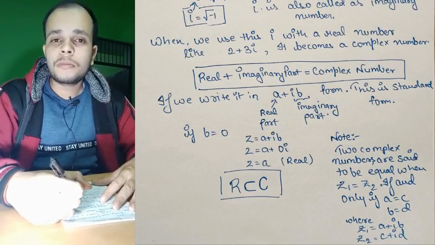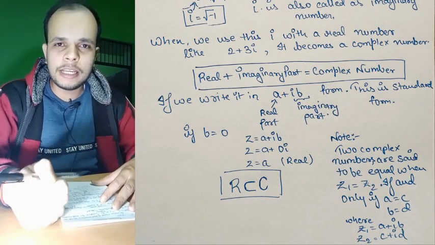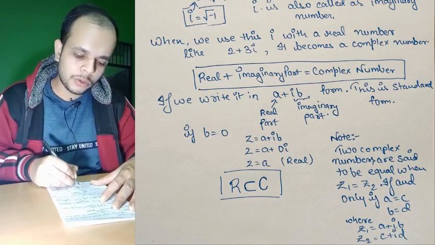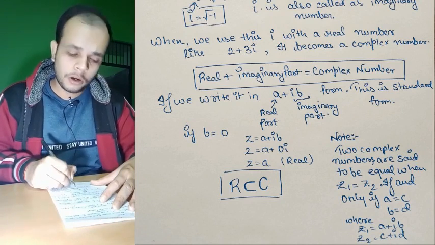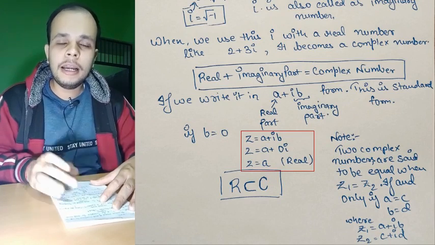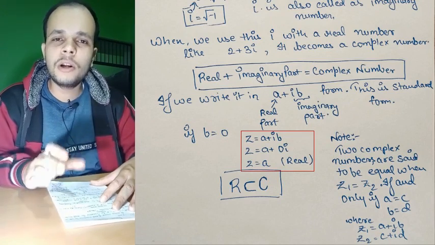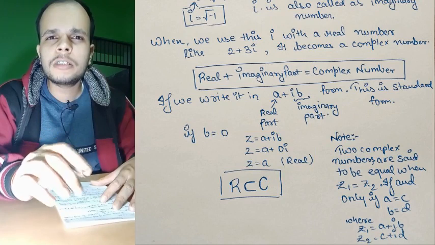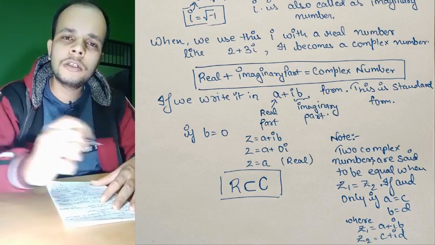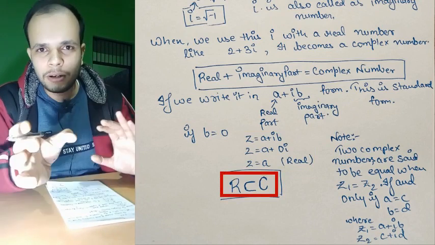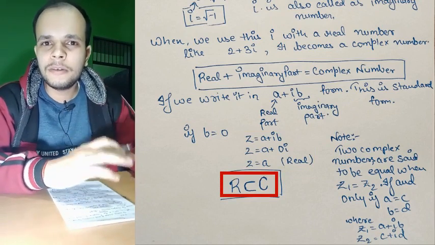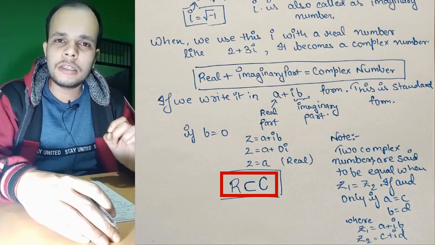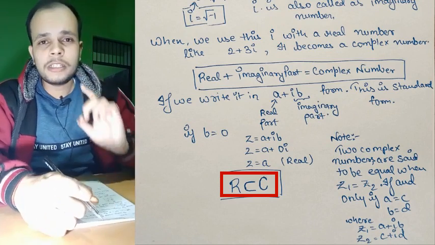So if we put the value of b equal to 0 in z is equal to a plus ib, we can say that z is equal to a plus 0i, which forms z is equal to a, which is real. Whenever the value of b is 0, it always gives you a real answer. We can also say that the complex numbers are actually the subsets of real numbers. Sorry, it's the inverse. We can say that the real numbers are a subset of complex numbers. R is a subset of C. We must take note of this.